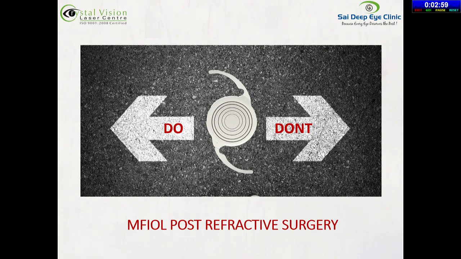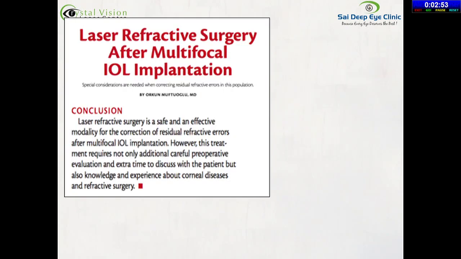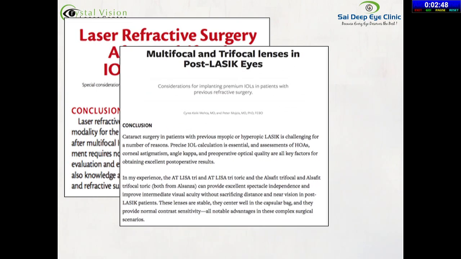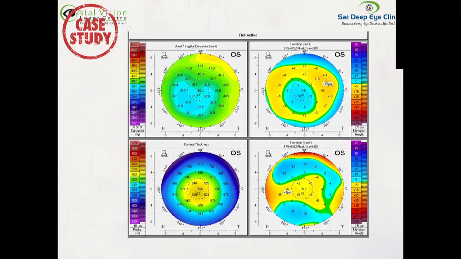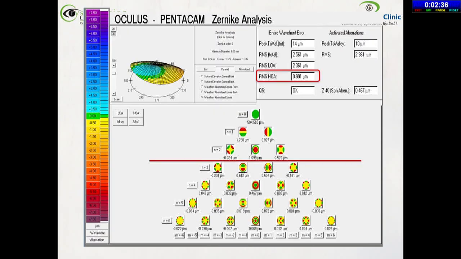I'll just run through two different case examples. Here you have a lot of higher order aberrations. If you see, this is not an ideal case for an MFIOL to be implanted. As compared to somewhere where the cornea is more regular, the higher order aberrations are much more minimal. So in this case, you can go ahead and implant an MFIOL. So MFIOL is not a complete no-no. Looking at the case, studying the cornea, you can decide whether to go ahead and implant it.